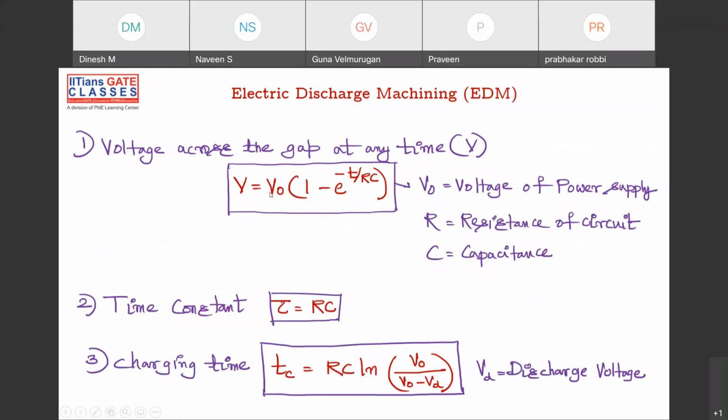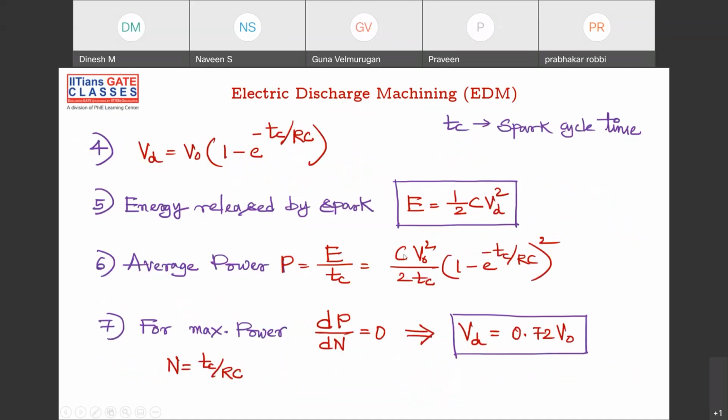That is, V is equal to V naught. All these things, you don't worry. Anyways, if you want, you can take this snapshot and remember these formulas. I'll give you some 10 to 15 seconds. You can take the snapshot, or else if you want to write them clearly, then you can view the video and take the snapshots, or maybe you can write the formulas in your short notes. So these are the formulas for voltage across the gap at any time, and time constant, all these things.